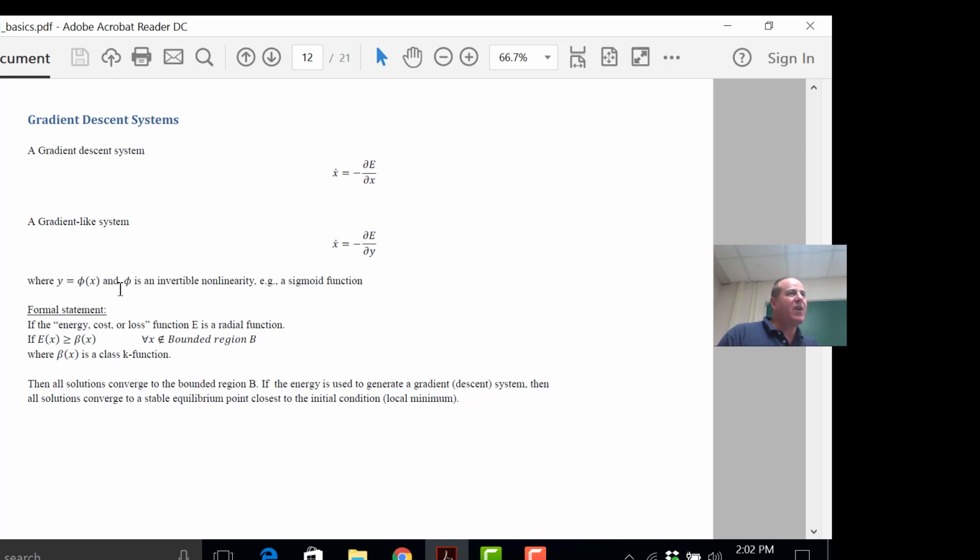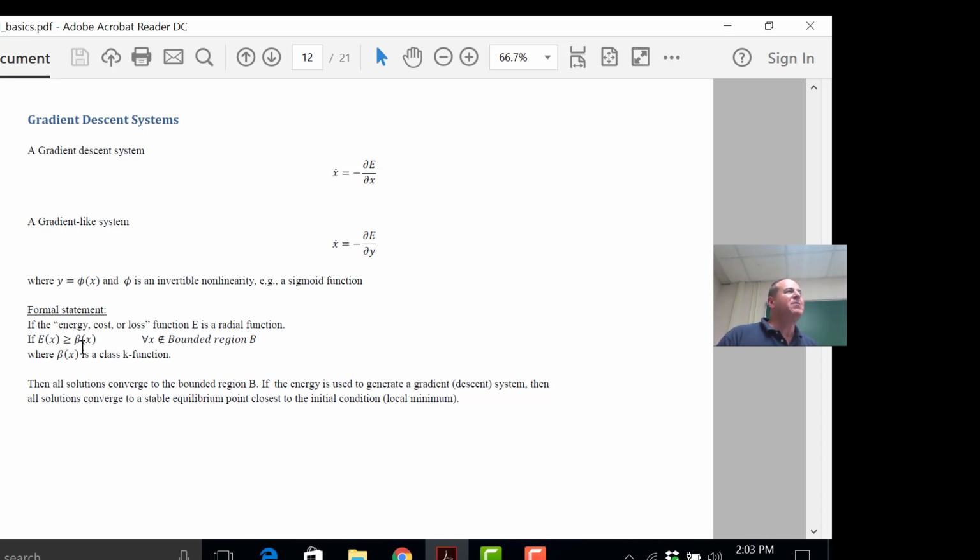Okay? So I'm walking around some of the features that we can see in neural networks, because these examples become reminders of behaviors. Okay? So what is the value of gradient descent? The gradient descent is basically, if you choose an energy which is a radial function, which is defined mathematically by another function called a class K function. I'm just throwing those things in for documentation.